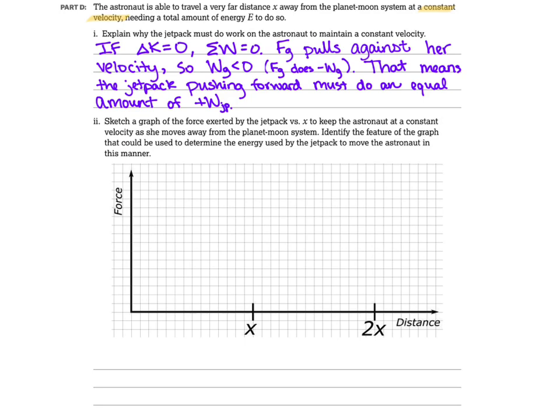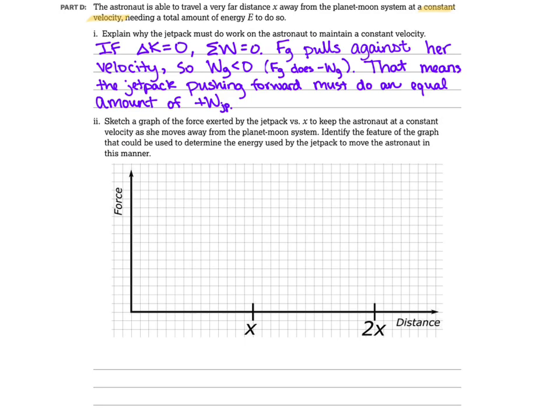The force of gravity is trying to pull her back in, so we would say it is against her motion. Whenever a force is against the motion, that force is going to do negative work. Yet we know that the total work done on her is supposed to be zero. So if there's negative work being done by gravity, there needs to be positive work done by the jetpack, which we established in the previous part.